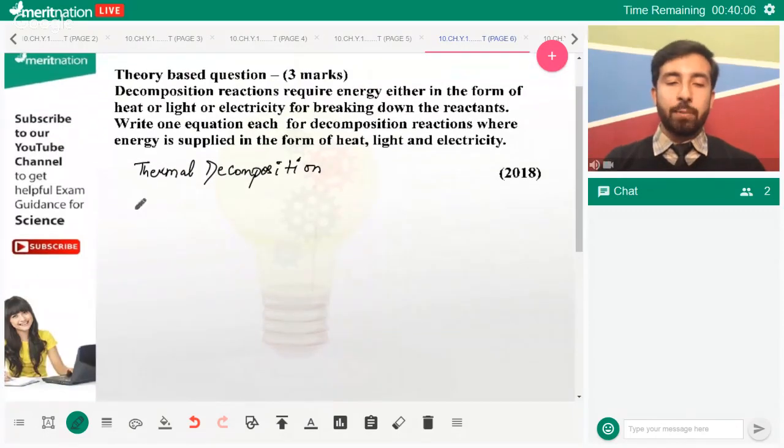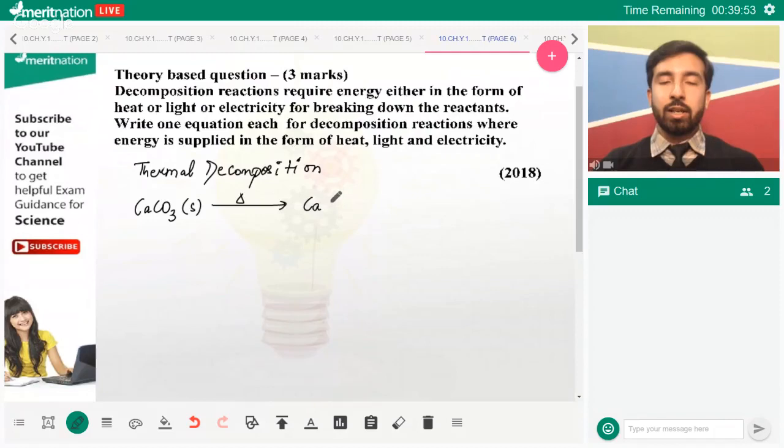So in thermal decomposition, we have an example of calcium carbonate, which is solid, and on heating it up, this triangle symbol is basically the symbol for heat, it gets converted into calcium oxide along with the release of carbon dioxide gas. Can anyone tell me what would be the state of calcium oxide formed in this reaction? What would be the state of calcium oxide formed in this reaction? Right, it would be solid.